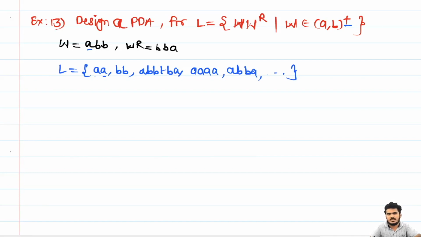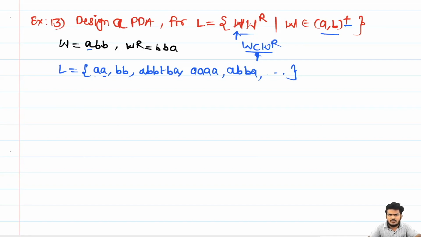And in the previous example, W C W reversal was there, and for identifying the middle of the string we had one symbol, that is C, which is different from a, b. But in this situation we don't have any symbol to recognize whether the center has come or not, meaning whether W is over or not. We have to assume that. Okay, so let's see how to assume that.